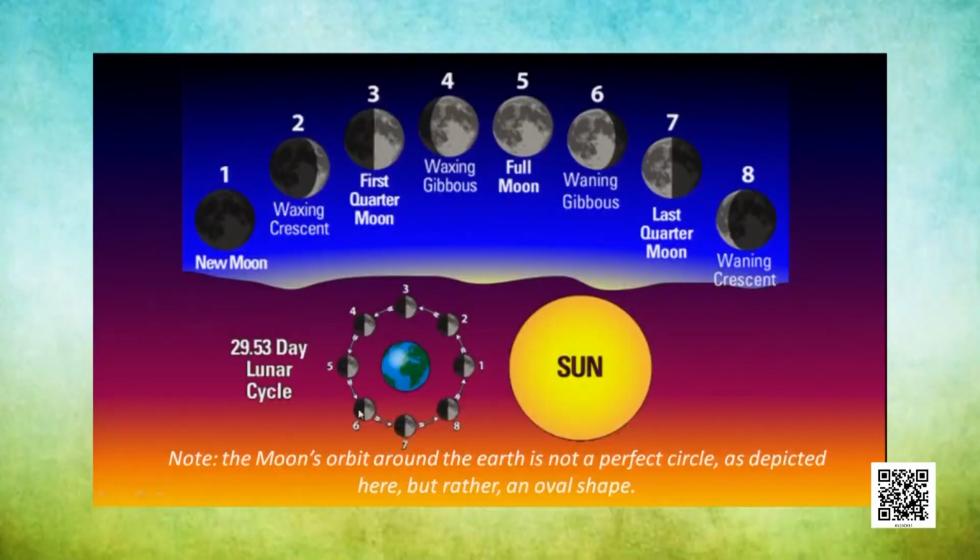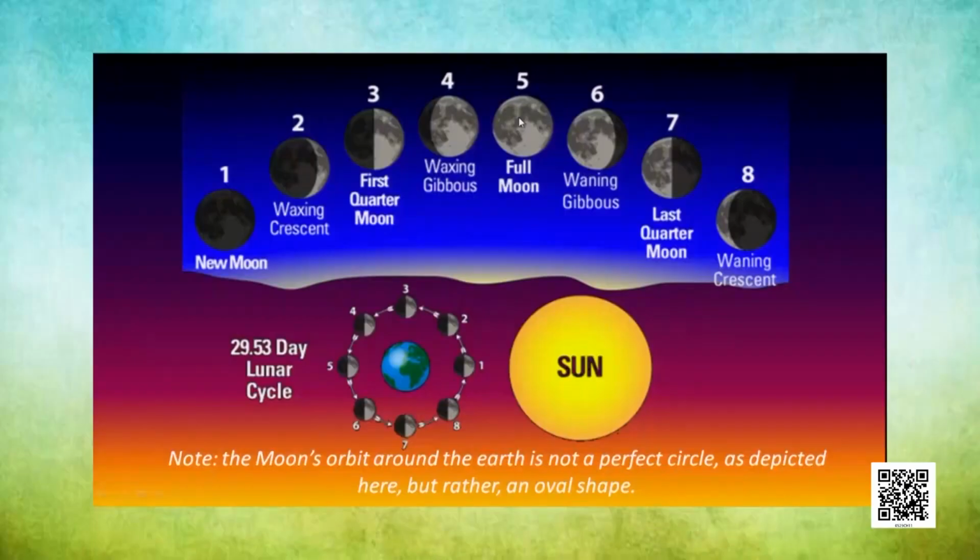I'll tell you about eclipse. Then see here, in this position, again the moon starts decreasing and comes back to the new moon. Okay. The new moon day, we call it Amavasya. And this full moon, we call it Purnima.